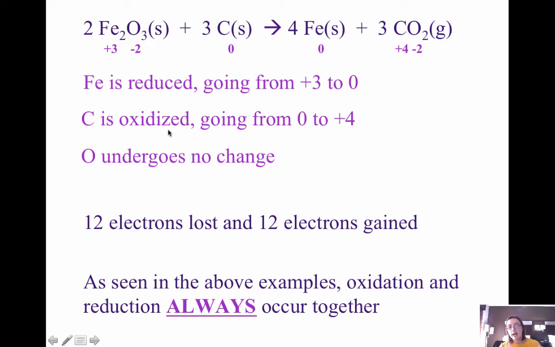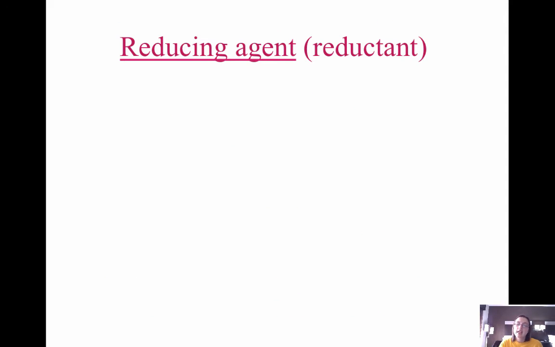Now, not every single atom has to undergo oxidation or reduction. You just always have to have one thing being oxidized and one thing being reduced. Again, 12 electrons were lost and 12 electrons were gained. And notice in both of these examples, oxidation and reduction always occur together. So as we're looking at oxidation and reduction, we're going to start talking about a reducing agent and an oxidizing agent. So we're going to start with the reducing agent.